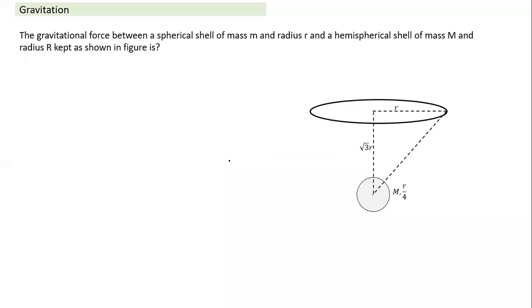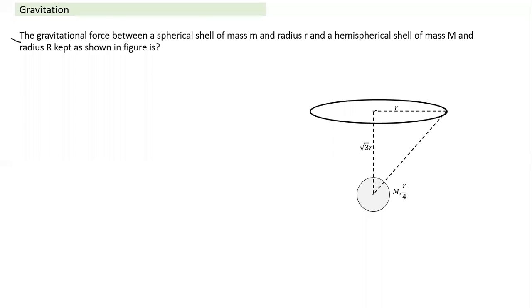Next one is something like this. Gravitational force. I am just doing something a little different from the rest. Gravitational force between a spherical shell of mass m and radius r. Sorry, I think this is something I questioned earlier. Let's look at this. Ignore that part. This is a fake question here.